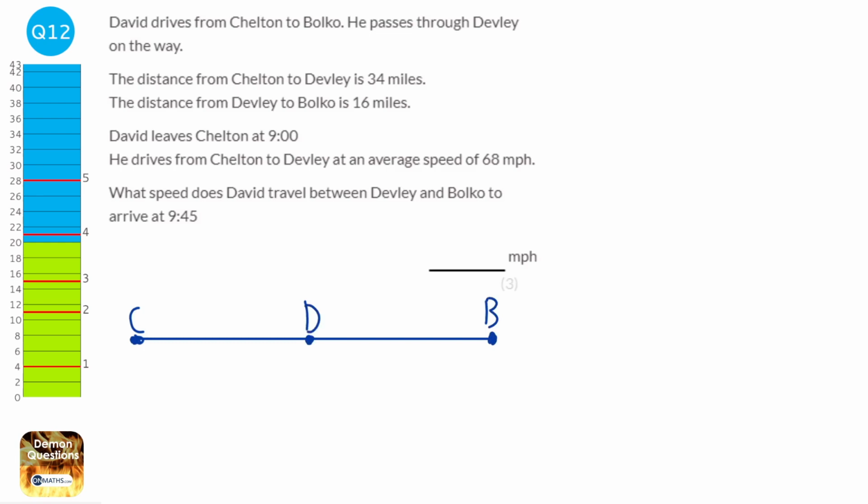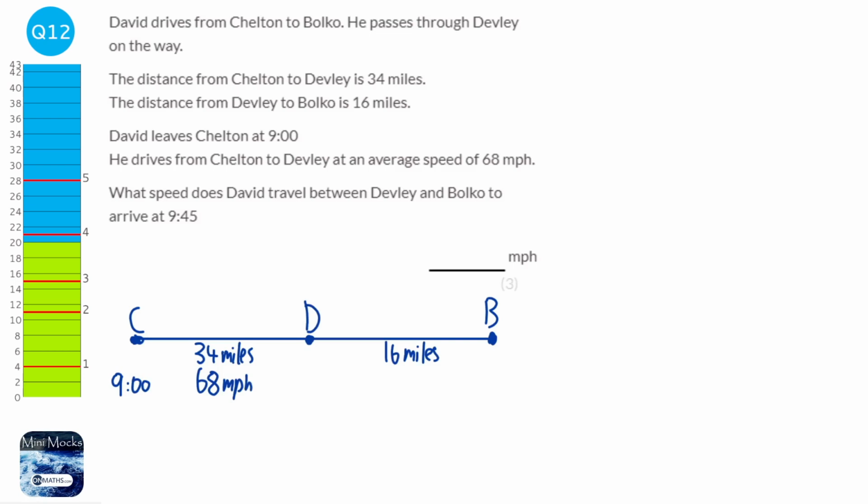Distance from Chilton to Devley is 34 miles. Distance from Devley to Bolko is 16 miles. So I'm just reading through the question, adding it to my diagram. David leaves Chilton at 9 o'clock. He drives from Chilton to Devley at an average speed of 68 miles per hour.